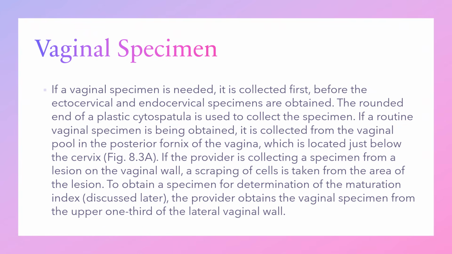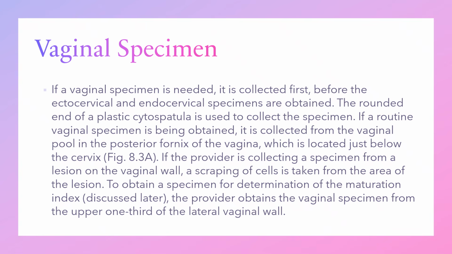So our vaginal specimen, if a vaginal specimen is needed, it's to be collected first before the ectocervical and endocervical specimens are obtained. The rounded end of a plastic cytospatula is used to collect this specimen. If a routine vaginal specimen is being obtained, it's collected from the vaginal pool in the posterior fornix of the vagina, which is located just below the cervix.